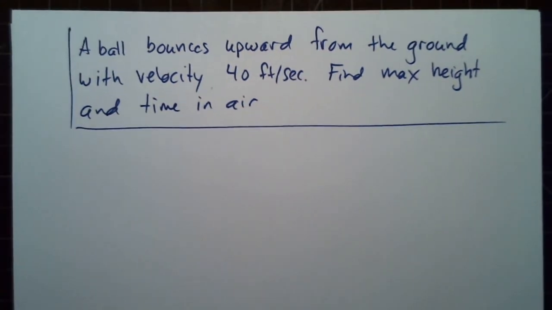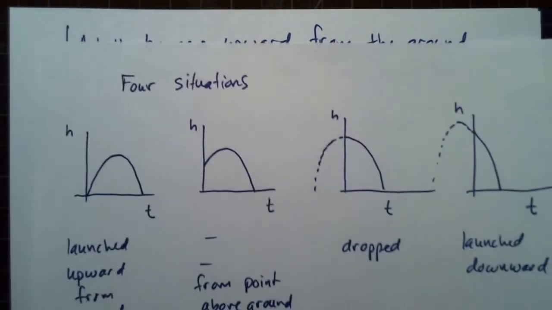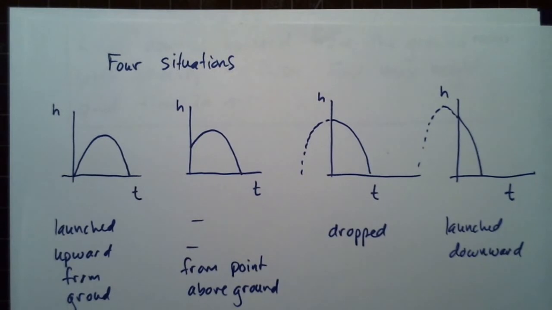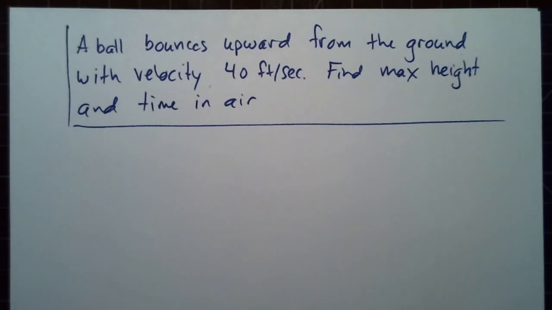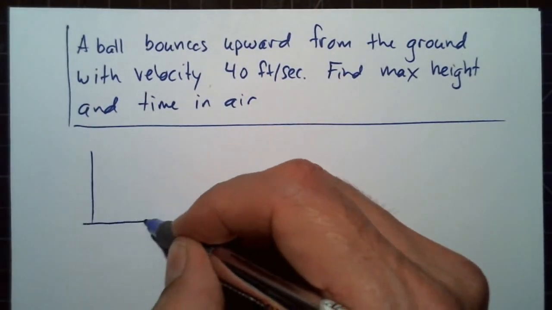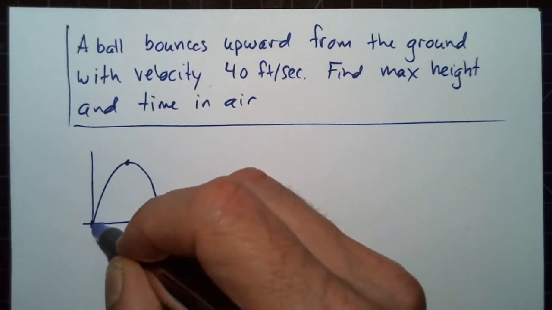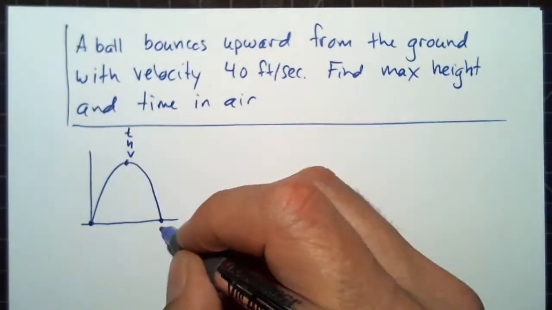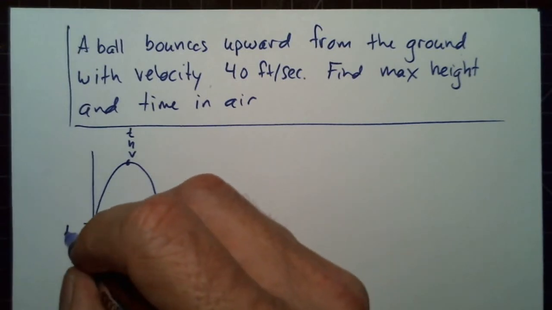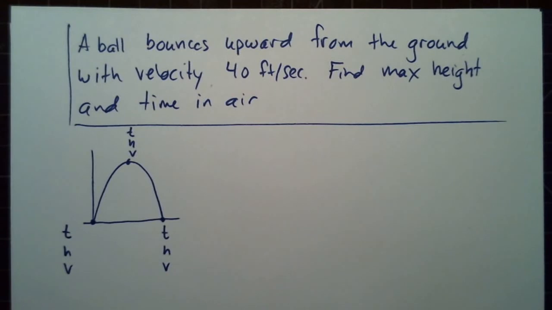All right, a ball bounces upward from the ground. So let's think about which situation that is. If it has some velocity coming from the ground, we're going to look at that graph. And it's helpful to look at time, height, and velocity for each point on that graph, and then we can fill that in because not all of these values are written in the problem, we just have to know them.